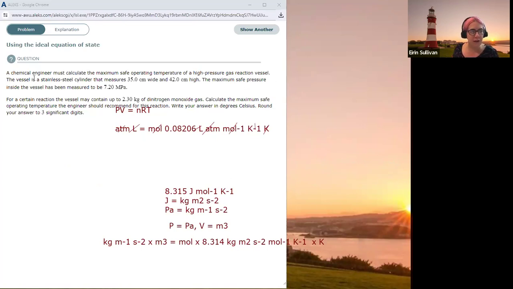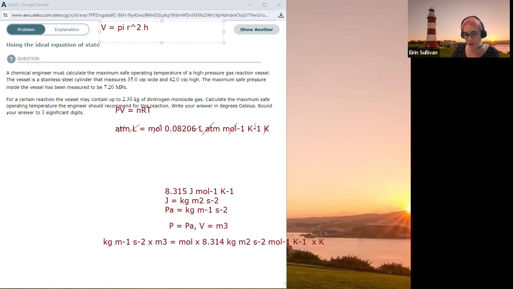Notice we've been given the fact that the vessel is a stainless steel cylinder, so we don't even get given the volume. We've got to work it out ourselves, which is incredibly harsh. So the volume is going to be pi r squared h for a cylinder, where r is the radius. Every aspect of this question is just awful, and you've only been given the diameter. So the radius is half of the diameter.